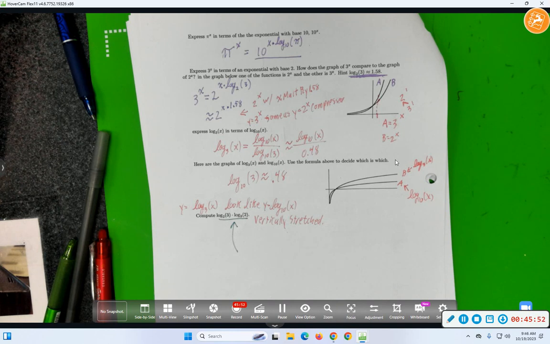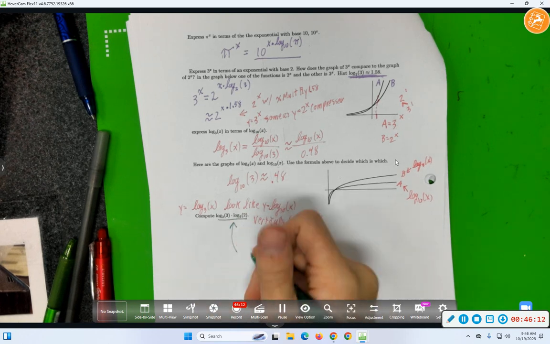2? 3? 10? It shouldn't matter. I'll pick one. I think 2 was the most popular, so let's use that. Let's show you everything in terms of log base 2. If you want to use log base 10, you'll get to the same answer. So let's rewrite everything in terms of log base 2.